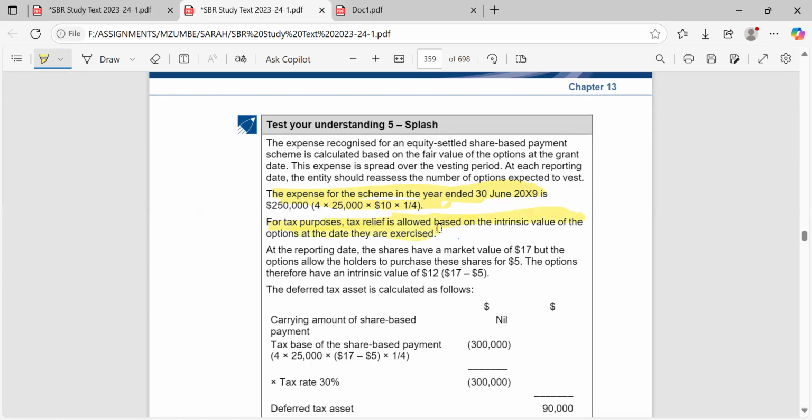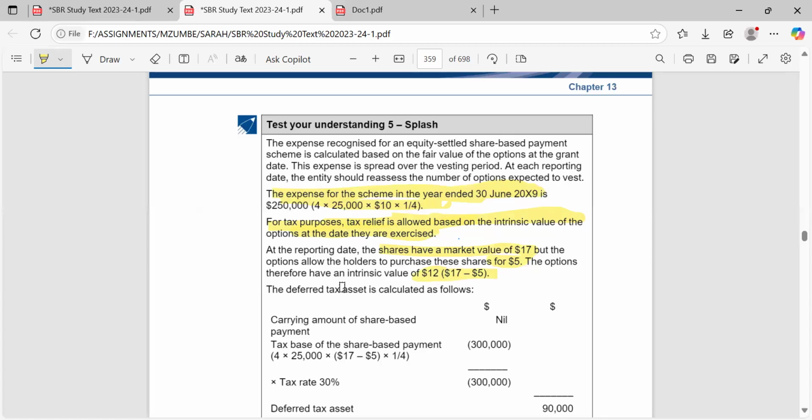So this is what we are going to do, right? And like I told you, the shares now have a market value of 17, but you can purchase them for 5. So I told you that generates an intrinsic value of $12. So the options therefore have an intrinsic value of how much? Of 12, right? That if you purchase, you gain 12. That's what we mean by an intrinsic value.